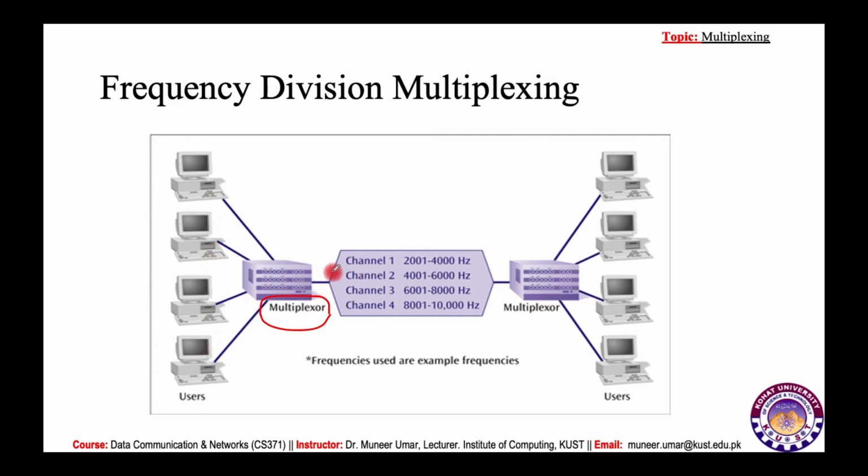So for each user, a range of frequency is given. For PC1, let's say we have channel number 1, it starts from 2001 to 4000. The second channel starts from 4001 to 6000, and so on. So these are non-overlapping frequency ranges assigned to different devices. On the other hand, we have this demultiplexer, which can also demultiplex the combined frequency, which has different channels of different non-overlapping frequency ranges, and these can distinguish the data received from these devices.